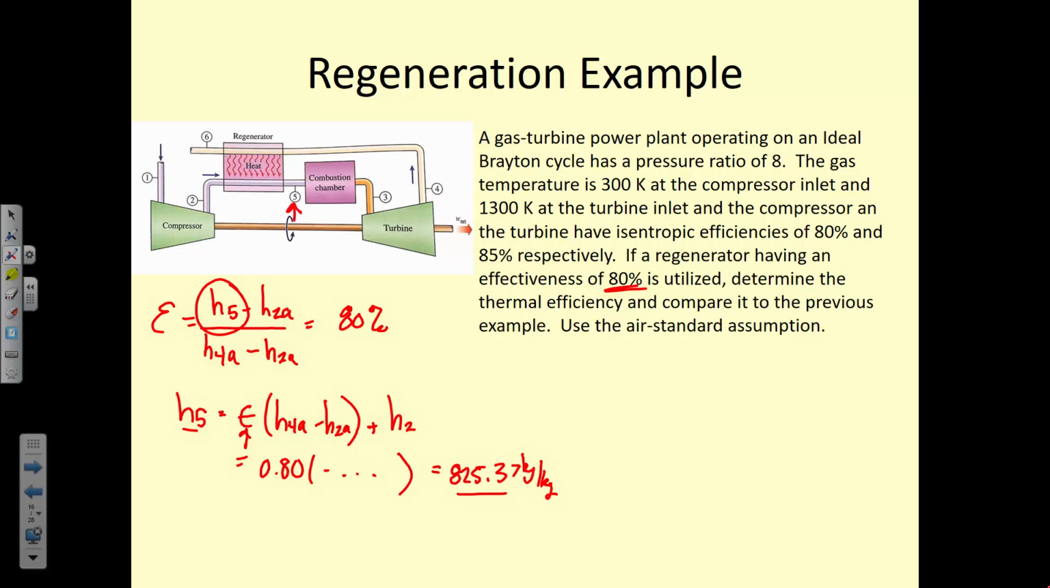Okay, so state 5 is in between our compressor or regenerator and our combustion chamber. If this temperature is equal to this temperature, then our regenerator hasn't done anything. But if this temperature is equal to this temperature, then the max amount of heat has been transferred into our fluid. So an effectiveness of 1 means that T4 is equal to T5. An effectiveness of 0 means that T5 is equal to T2.